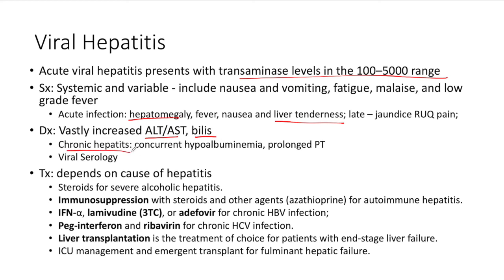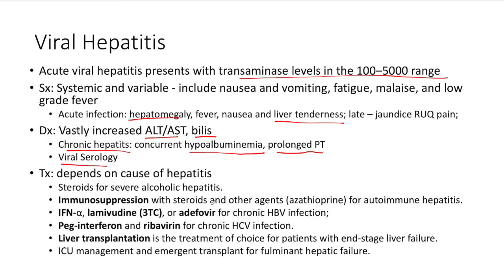For chronic hepatitis, you can look for hypoalbuminemia as the liver starts to fail and stops making those proteins. Prolonged PT. Every one of the coag proteins except factor VIII is made by the liver, and so all of those factors are going to be down. So look for that prolonged PT. Viral serology as well. I think for Step 2, the biggest change from Step 1 is in terms of how much we have to know about treatment.